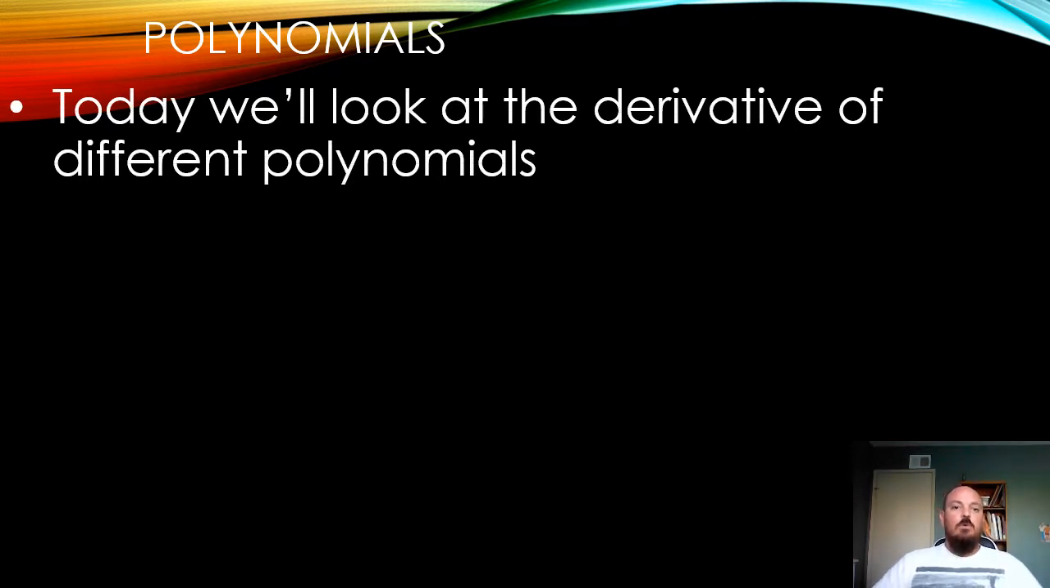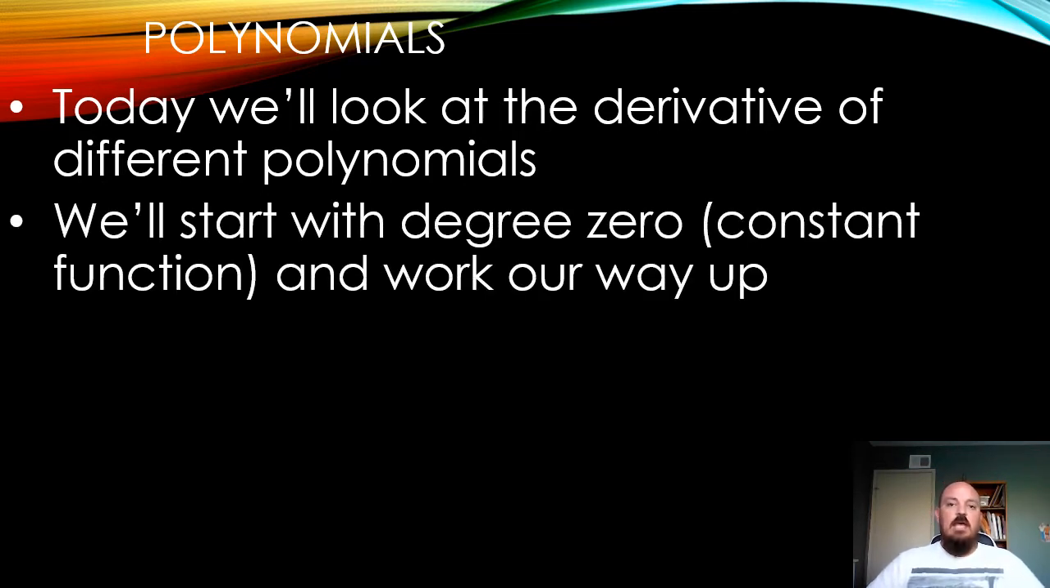All right, so what we're focusing on for basically the rest of this chapter really is polynomials. So we're going to look at the derivative of some different polynomials today. And what I'm going to do for the notes is start with degree 0, which means no x at all, just a constant function. I'm going to work my way up, and eventually we'll get to the power rule.